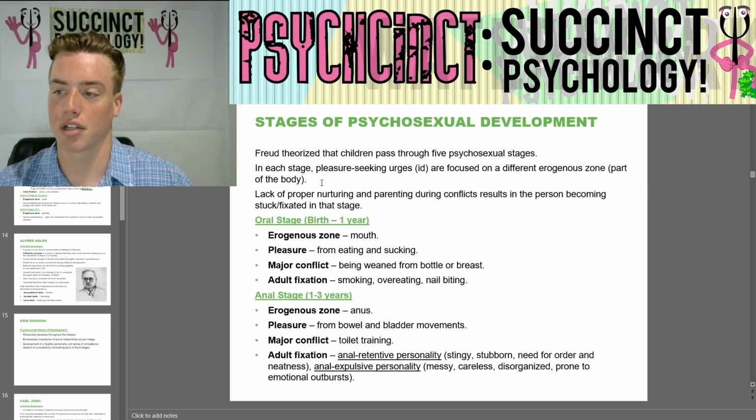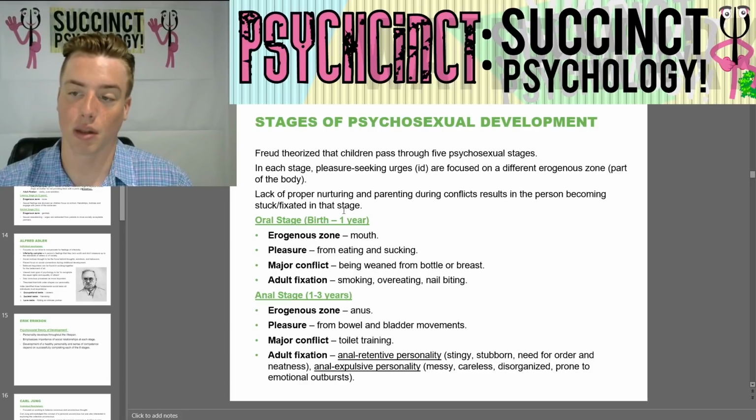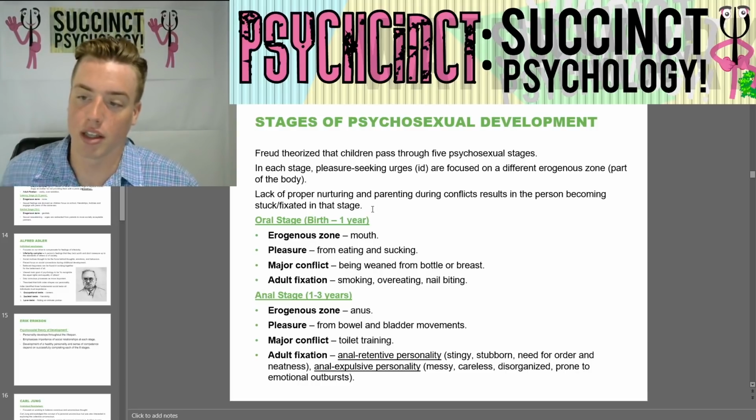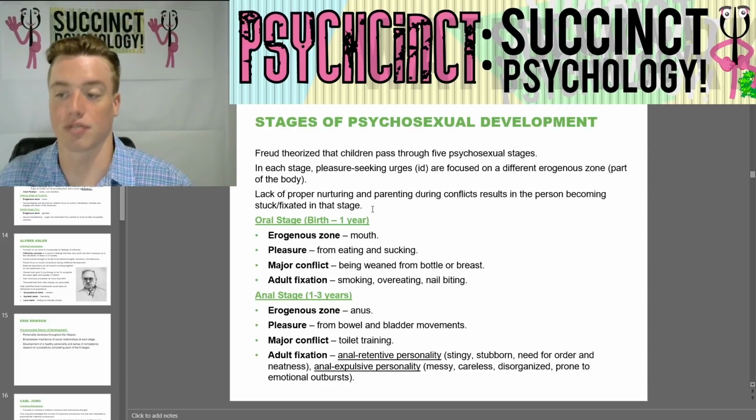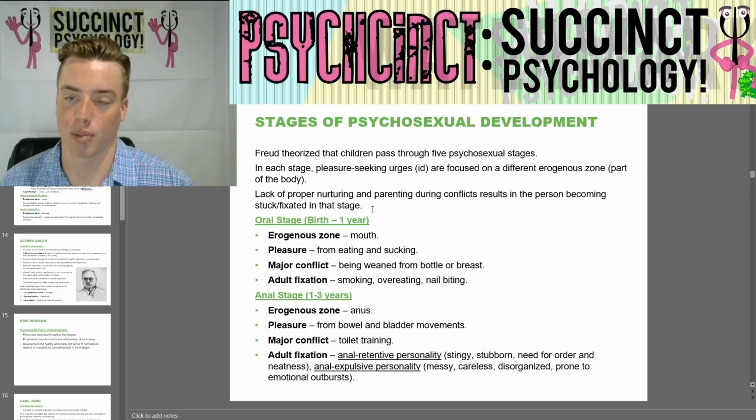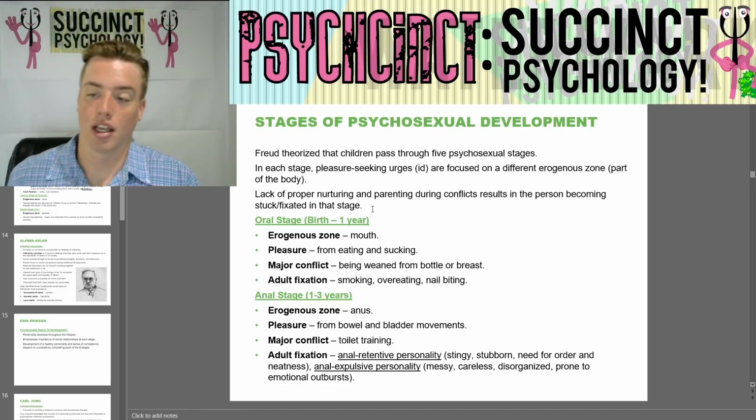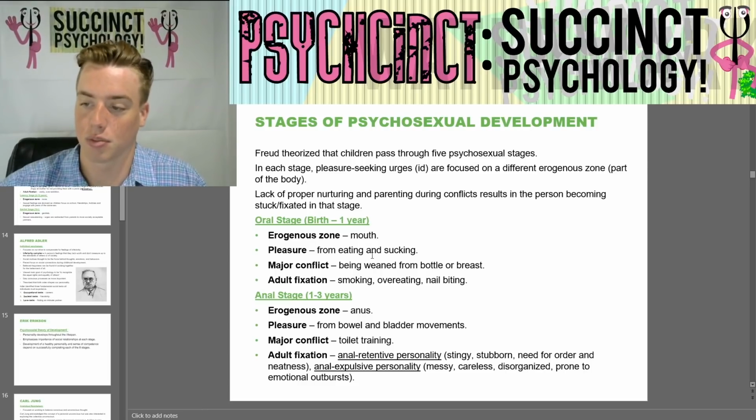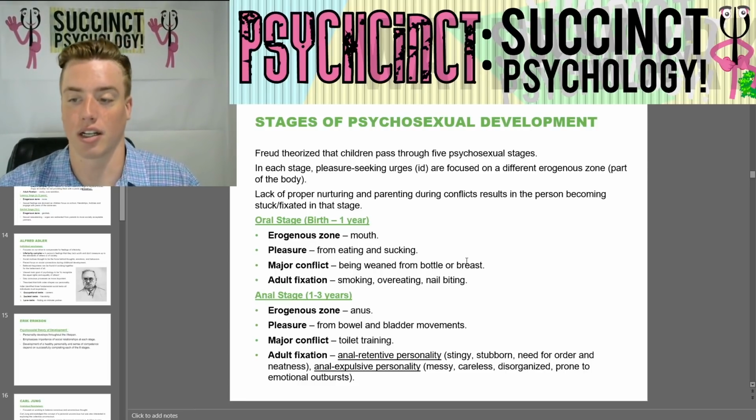In each stage, pleasure-seeking urges, the id, are focused on a different erogenous zone or part of the body. Now, lack of proper nurturing and parenting during conflicts results in the person becoming stuck or fixated in that stage. So the oral stage is from birth to 1 year. The erogenous zone is the mouth. Your pleasure is from eating and sucking. Major conflict is being weaned from bottle or breast, and adult fixation is smoking, overeating, or nail biting.